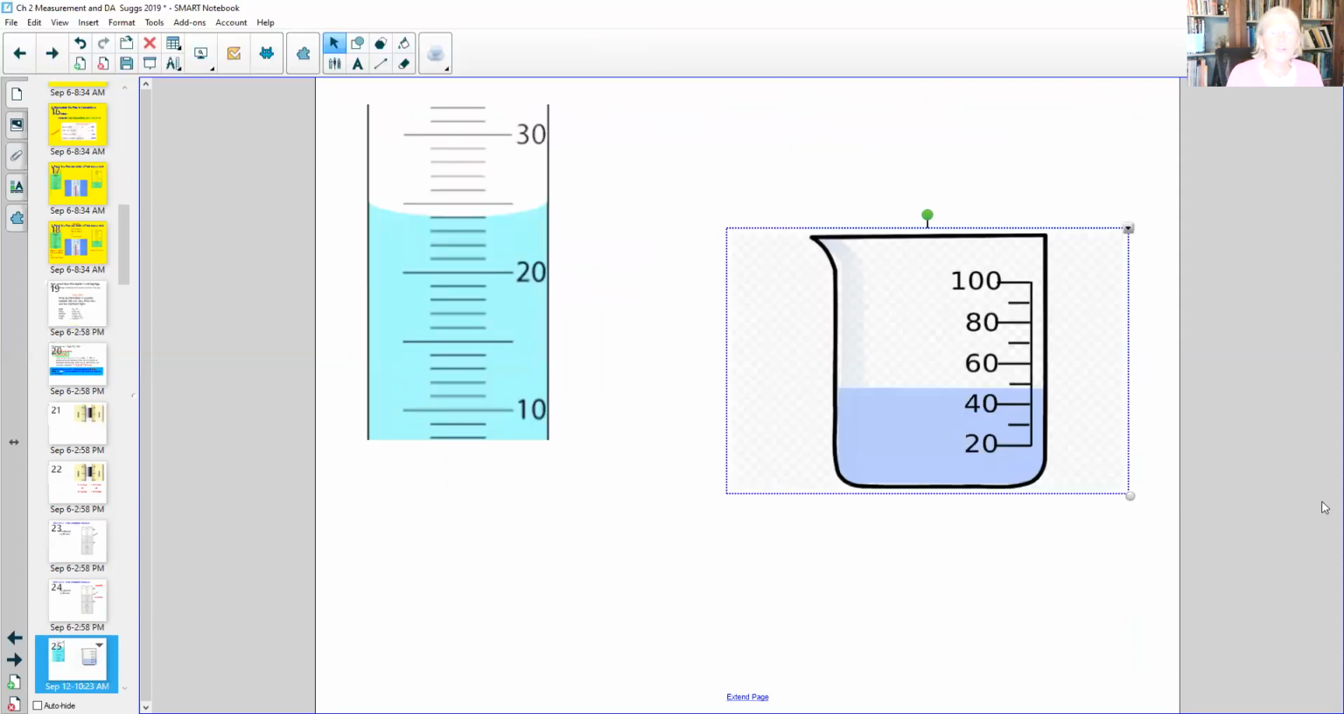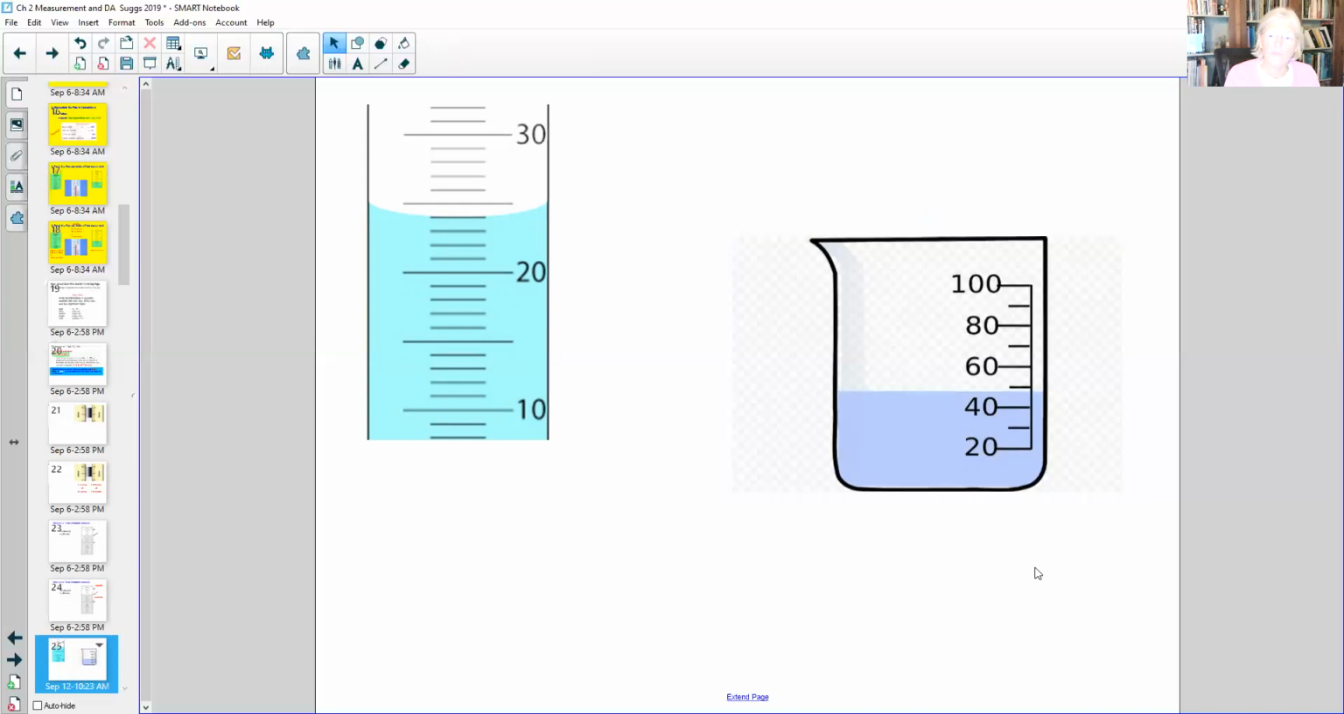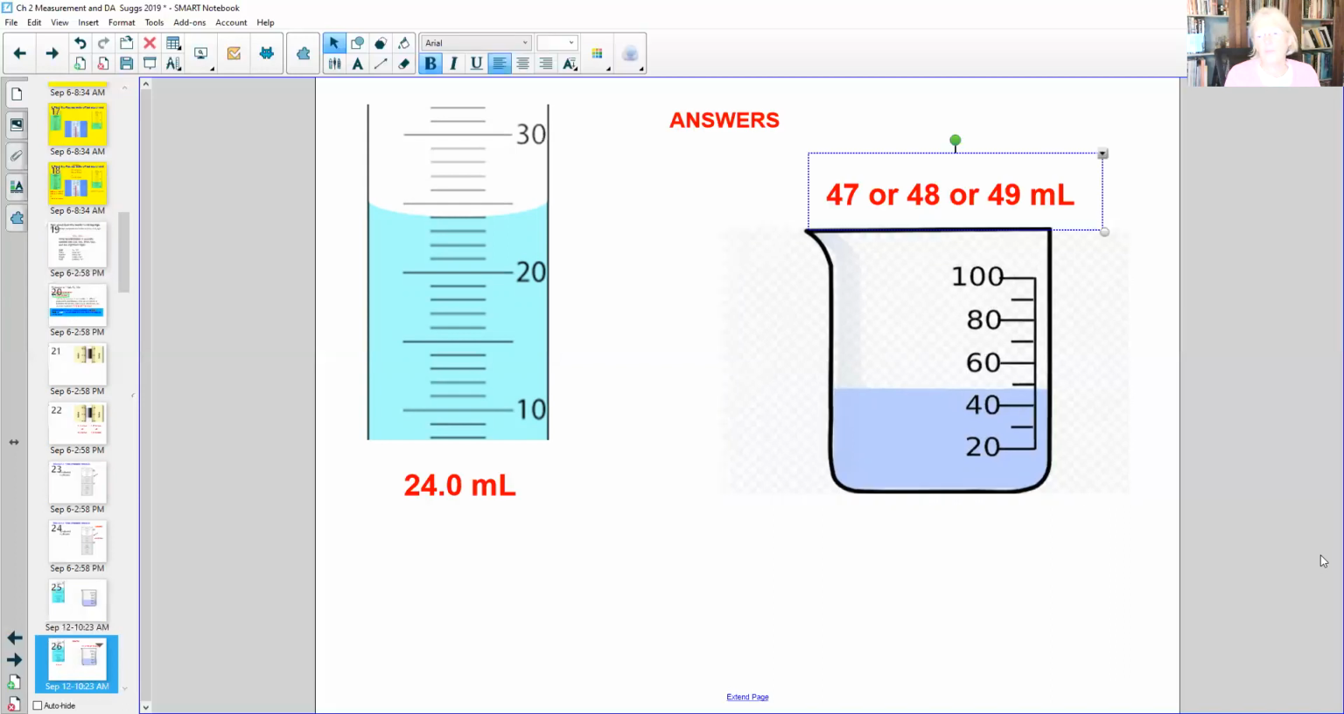Here I have 2 more instruments for you to measure the volume in. Be careful, this volume looks to be on the line. You must guess one digit. This volume measurement is in between the 40 and 50. Make sure you guess a digit between 40 and 50. We all agree it's more than 40 and less than 50. Think of your numbers and record them. Did you get these answers?